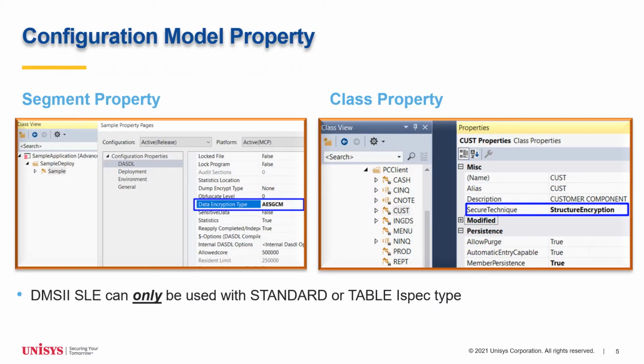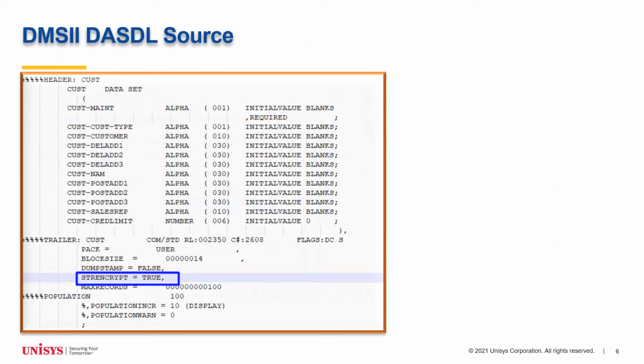Here are the properties that we need to set to support the structure level encryption for datasets and their associated sets and subsets. Set the data encryption segment configuration property to AES GCM. For ISPECs and classes, set the secure technique class model property to structure encryption. For internal structures, set the structure encrypt property to true. DMS2 SLE can only be used with standard or table ISPEC type. So, when we set these properties and then deploy the application, we are able to see the str encrypt is equal to true in the DMS file as highlighted here.